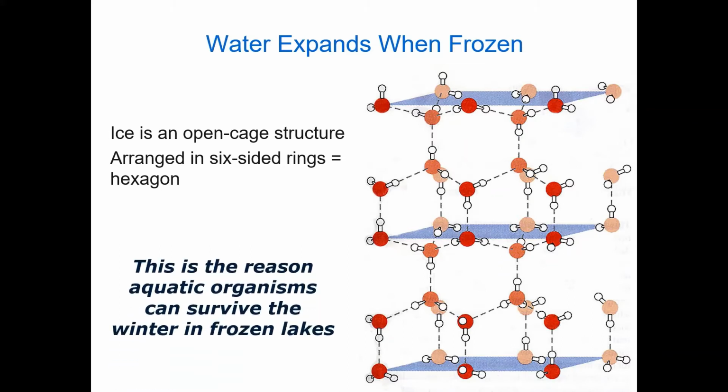So it says here, this is the reason why aquatic organisms survive the winter in frozen lakes. So lakes do not freeze from the bottom up. That would be really bad for fish. Instead, they freeze at the top. And in the winter, the fish can survive under the ice, munching seaweed and whatever else they find. And that's a very, very good thing for them.